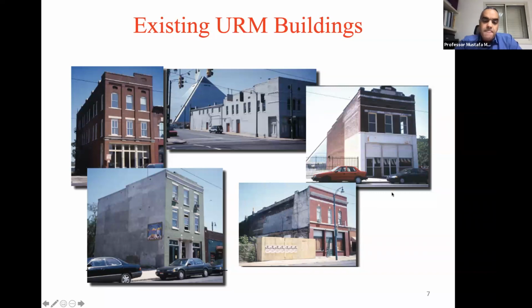Now the question is, how durable are these buildings, and how strong are these buildings if they are exposed to new types of loads that they were not designed for before.